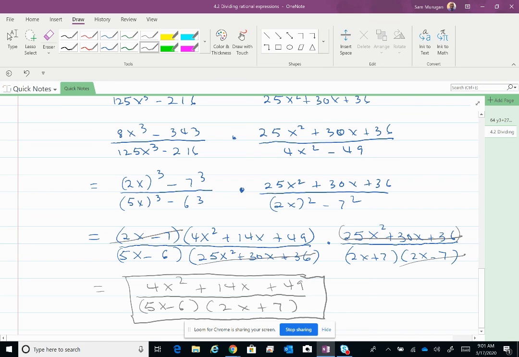This is a great answer, and it will be accepted by the iMathAS system. All right, so that's what I have for you for chapter 4.2. We will pick this up at chapter 4.3. Please work on your homework.